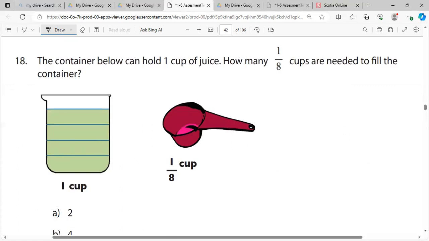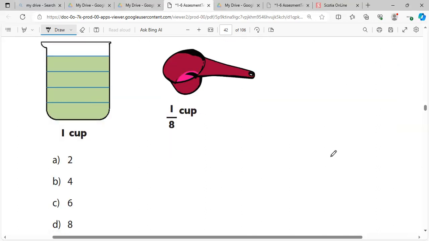Alright, let's look at 18. It says the container below can hold 1 cup of juice. How many 1/8 cups are needed to fill the container? So basically they're saying what is 1 divided by 1/8, technically. So how many of these could fill it up? You could just say 8, because when you add 1/8 eight times, you get 1. Alright, so let's put the numeral 1 divided by 1/8. The rule states when we divide by a fraction, change it to multiplication by the reciprocal. So 1 times 8 is 8. But this is knowledge based also, because 1/8 plus 1/8, 8 times gives you a whole.